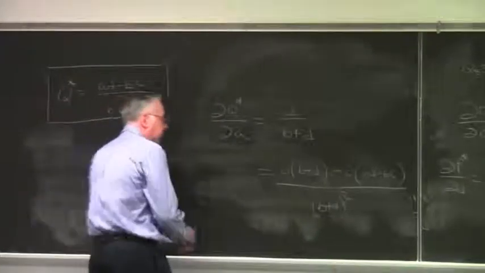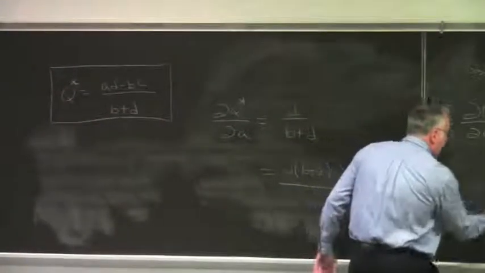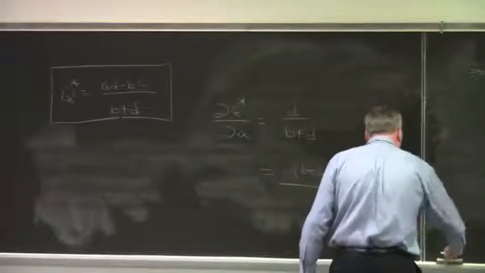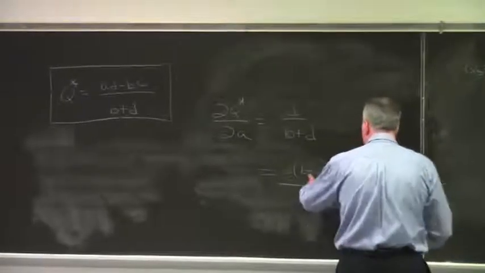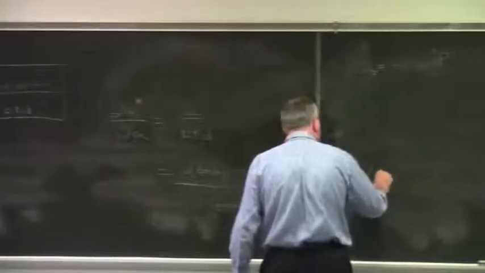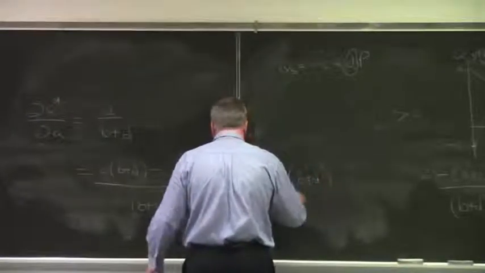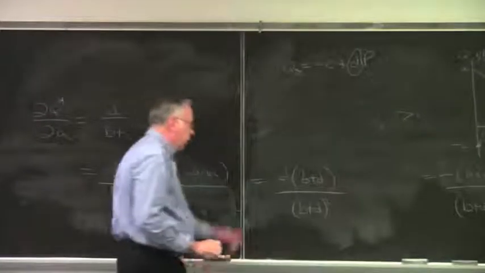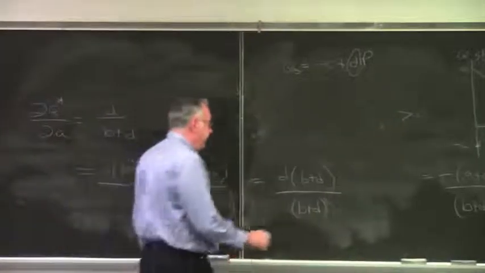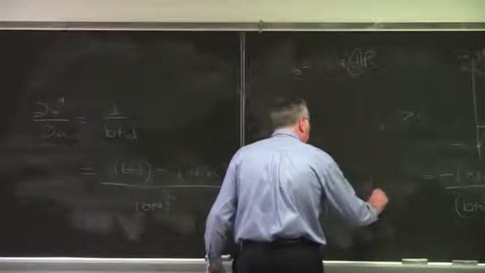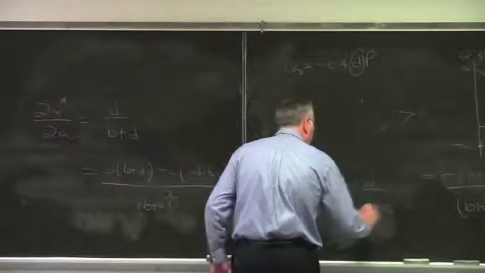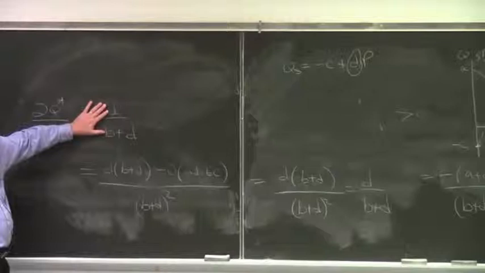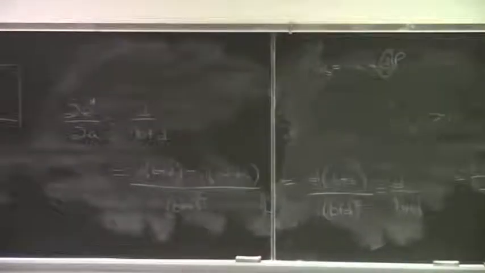So our numerator just becomes D times (B plus D), all over (B plus D) squared. Notice the B plus D cancels, and this simplifies to just D over B plus D, okay, which is the same thing we got this way. So both of these methods give the same answer.